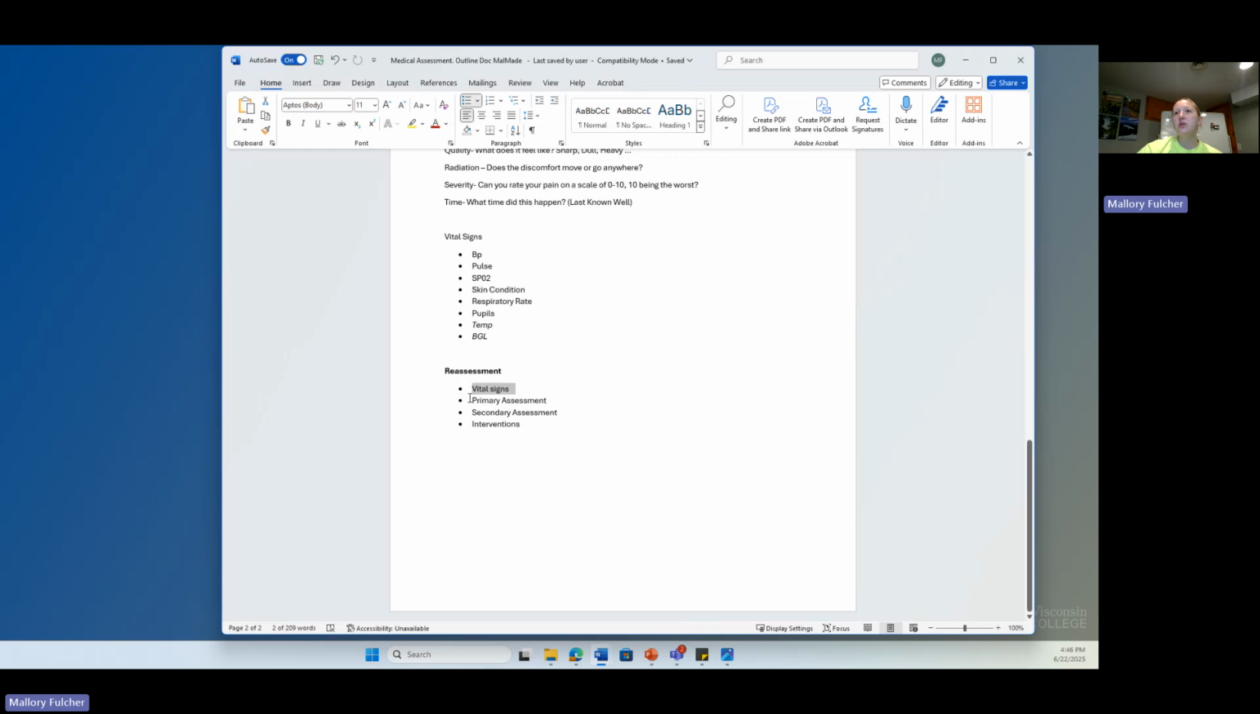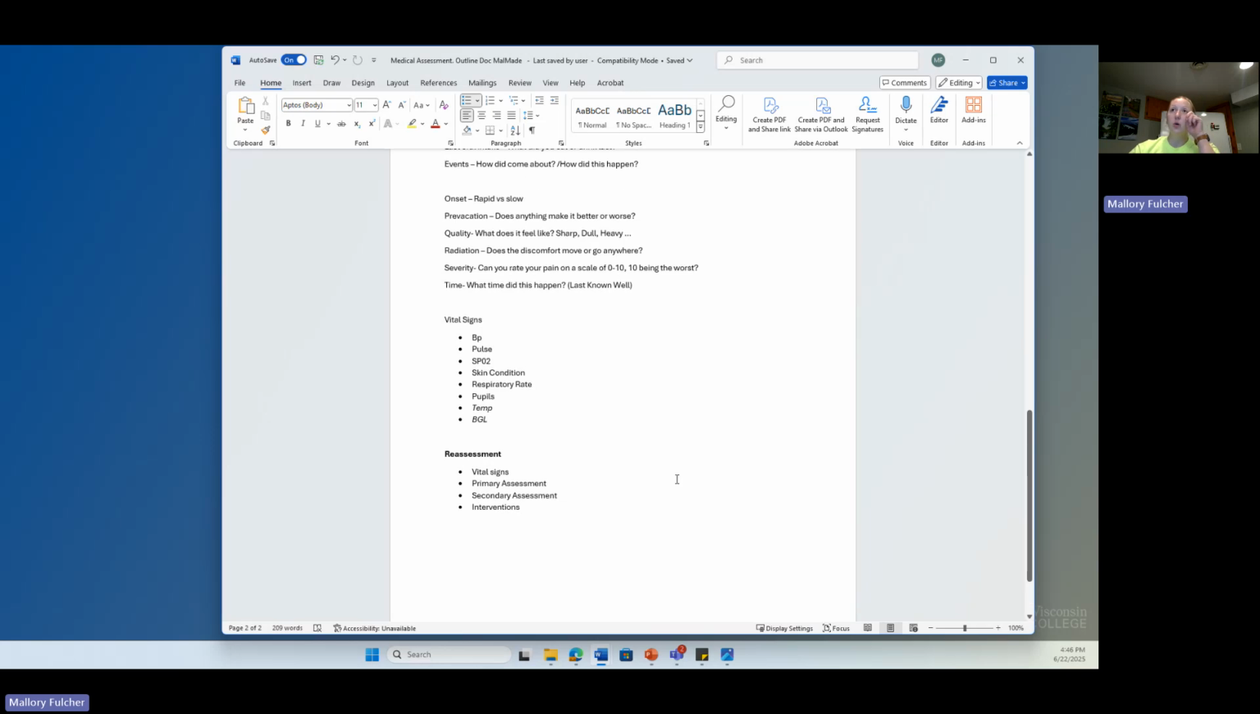We're redoing our primary assessment, we're redoing the secondary assessment, and then we're looking at any interventions that we have done, seeing if they need to be changed, altered, updated, discontinued, anything like that. So it's important to note, and I think I'm going to do it while we're looking at this. I think it's a little bit easier to understand if you can see it as opposed to just talking about it.